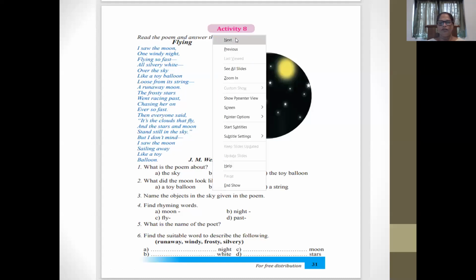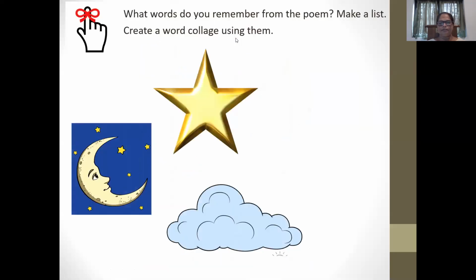Let's move to our next activity. What words do you remember from the poem? You can make a list now. What words do you remember? Think.